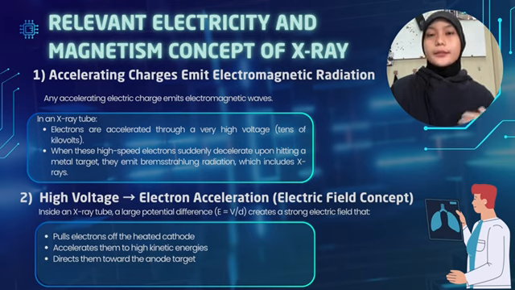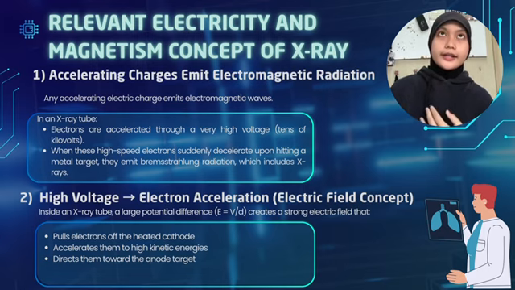The next point is about the high voltage of the electron acceleration. It is based on electric field concepts. Inside the X-ray tube, a large potential difference, where E equals V over d, creates a strong electric field. The strong electric field will pull the electrons off the heated cathode and accelerate them to high kinetic energy, which will direct them towards the anode target.